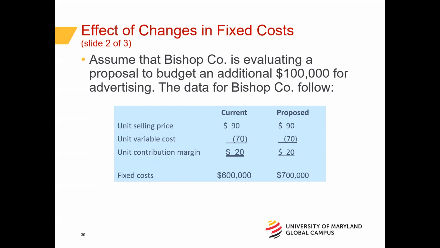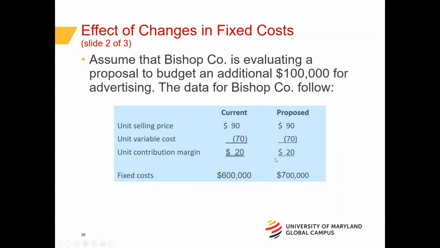So let's say we have a company that is proposing to increase our fixed cost by 100,000. Why? Oh, they want to run a TV ad in the next month. Our current sales price is $90 per unit. Our current variable cost per unit is $70, giving us a unit contribution margin of 20. Our current fixed costs are 600,000. If we run our TV ad, our fixed costs will increase to 700,000, with all else remaining the same.